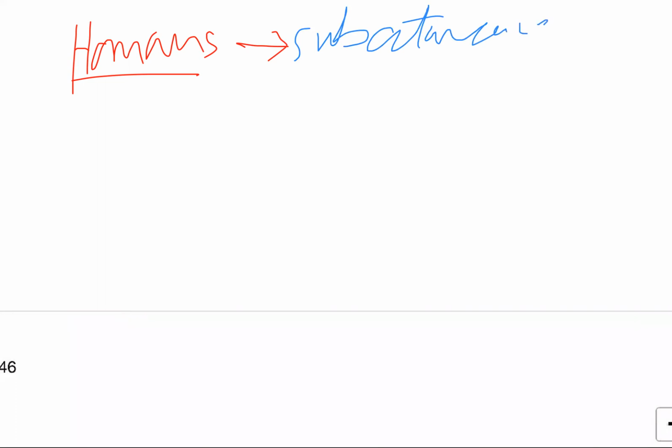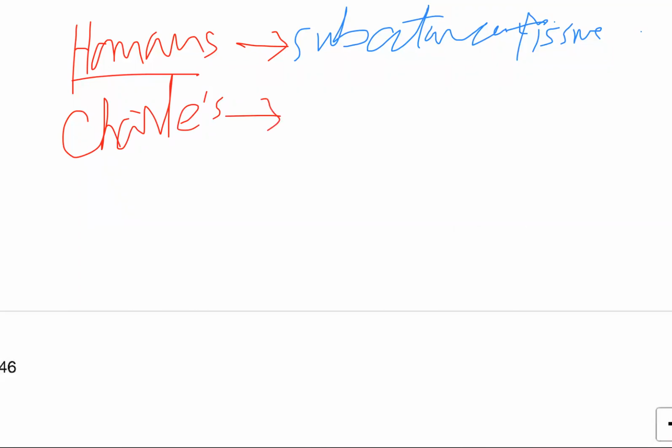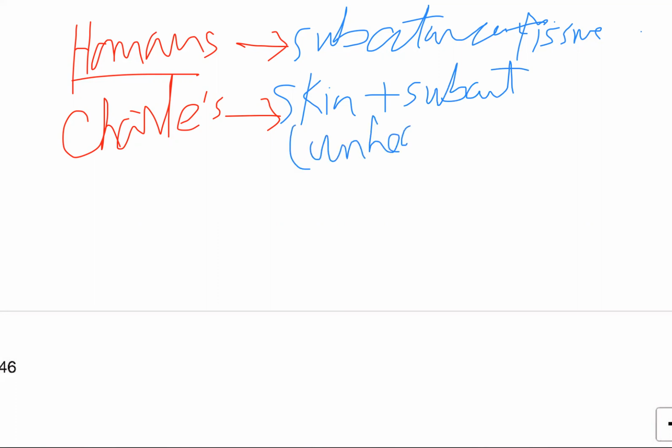So simply, Homans is for just removal of subcutaneous tissue. Charles is to remove skin and subcutaneous tissue. Exactly, skin plus subcutaneous tissue. This is unhealthy skin. The last one is lymphovenous anastomosis.